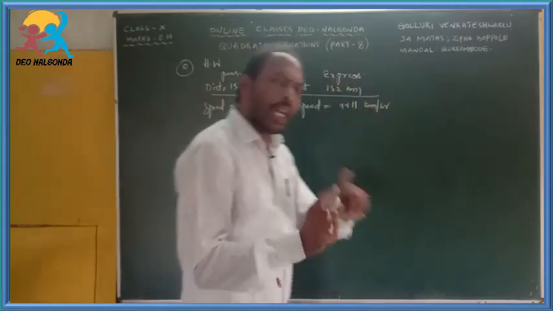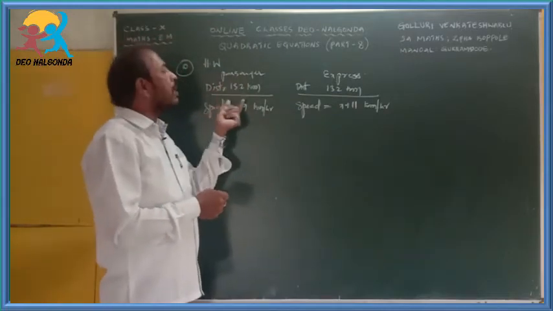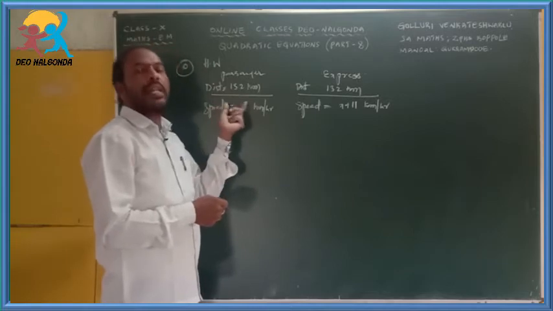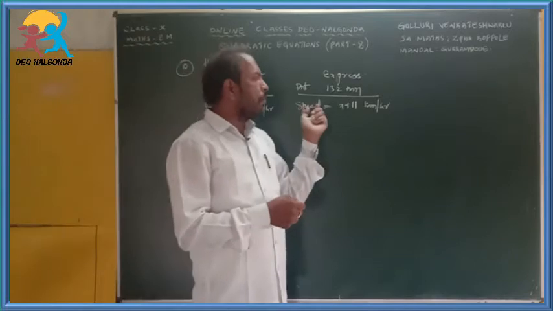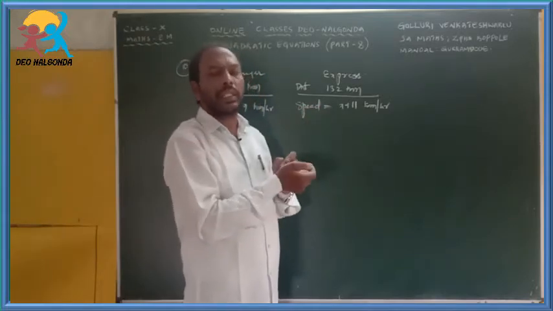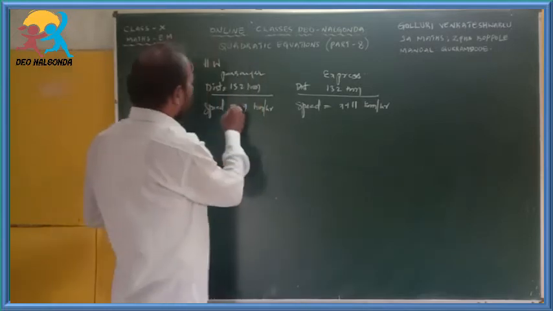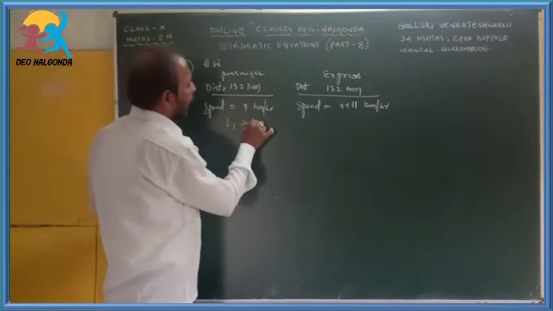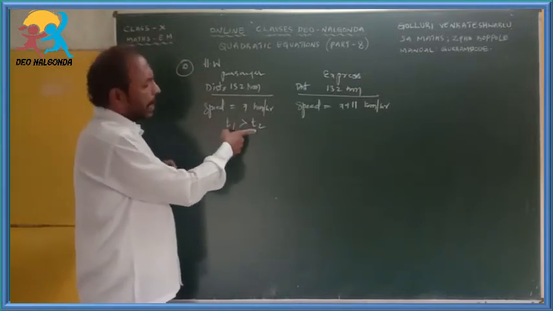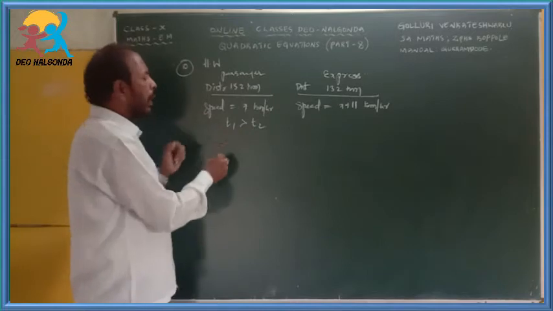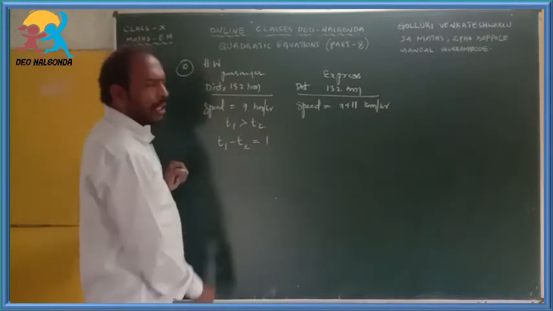I already told you in the previous video, whenever a train moves slowly, it takes a lot of time to reach the destination. When a train moves with a high speed, it takes the least time to reach the destination. That's why here T1 is greater than T2. The passenger train takes more time, the express train takes less time. The difference between these two timings is given as T1 minus T2, which is 1 hour.